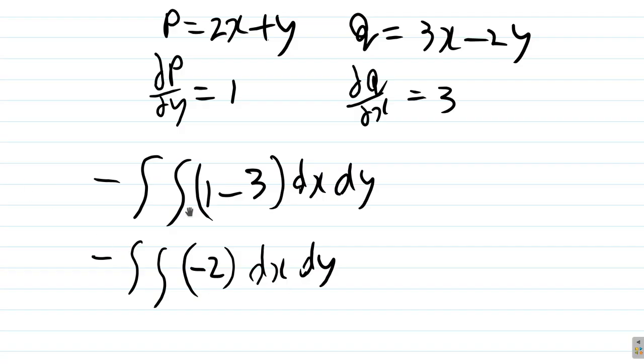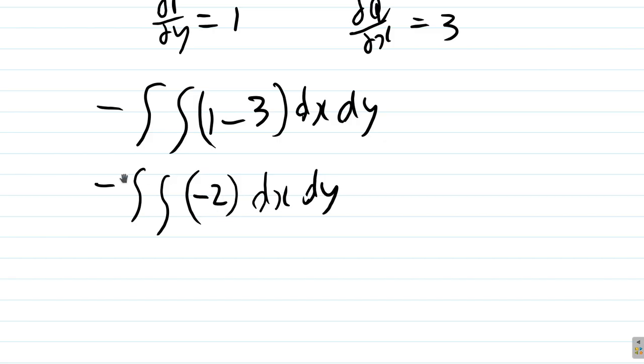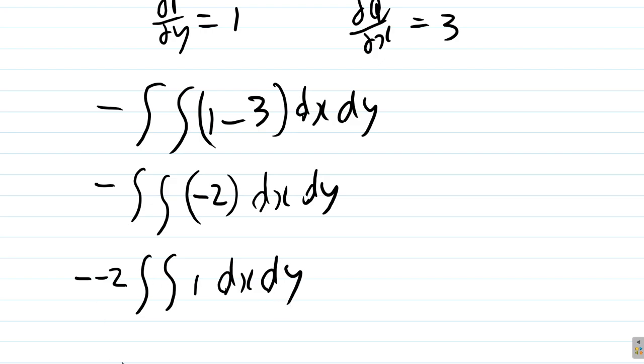Now, this is a constant, so we could just bring it outside the integral sign and say negative negative 2. This is equal to minus negative 2 double integral of 1 dx dy. Alright. Of course, this becomes positive 2.